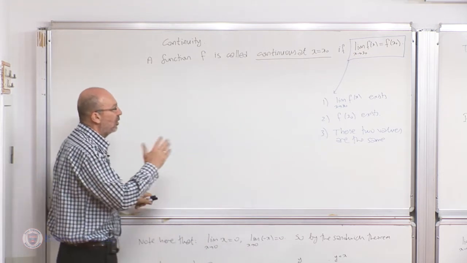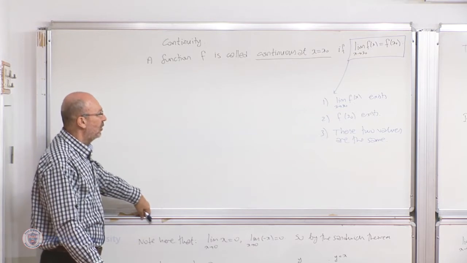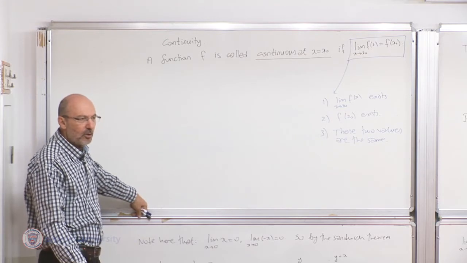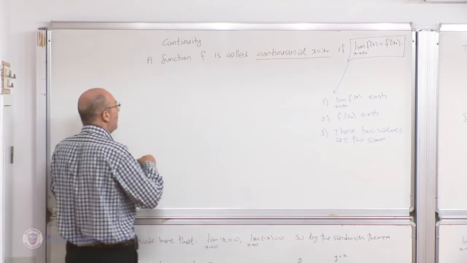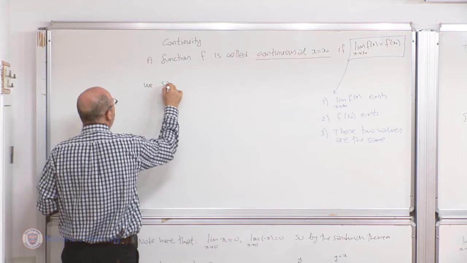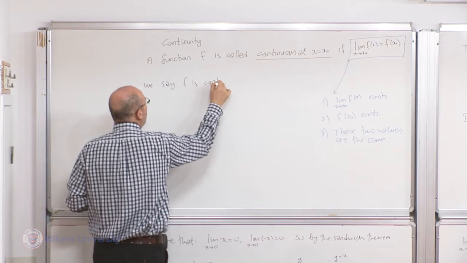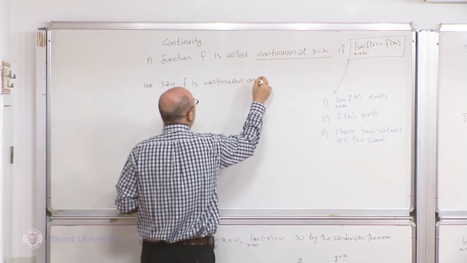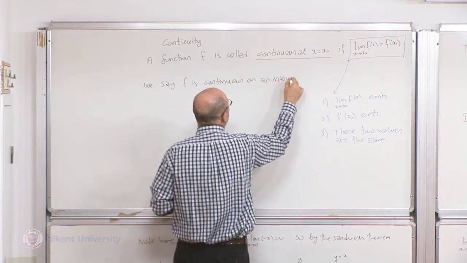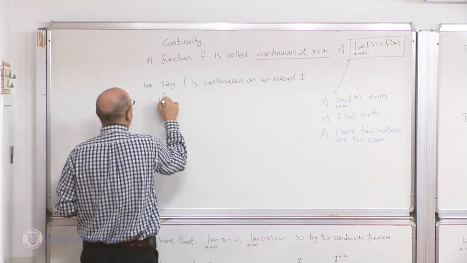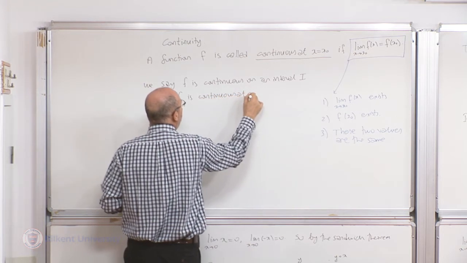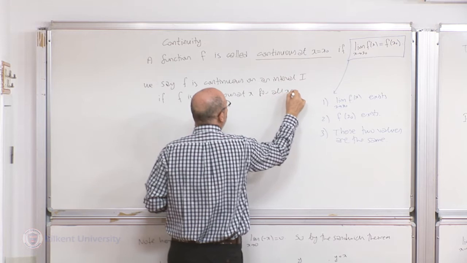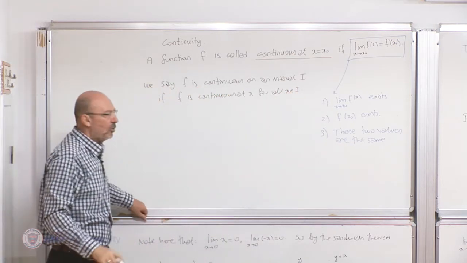Okay, and of course, generally we are interested in functions. We are interested in good functions. A good continuous function is continuous at every point on its domain. It must be continuous everywhere. So we also say that f is continuous on an interval, say I, if f is continuous at x for all x in I. So it is continuous at every point.